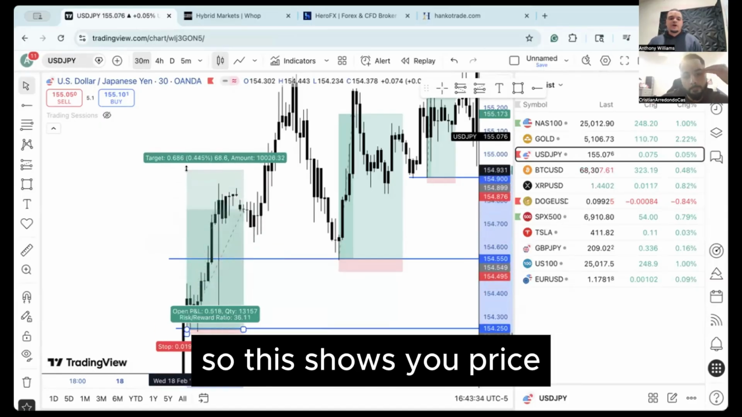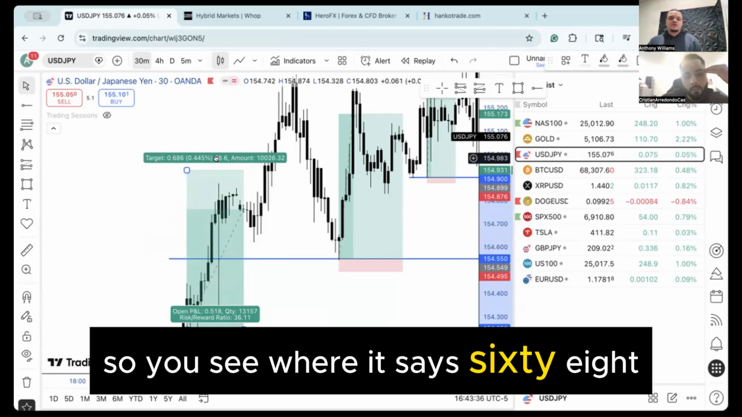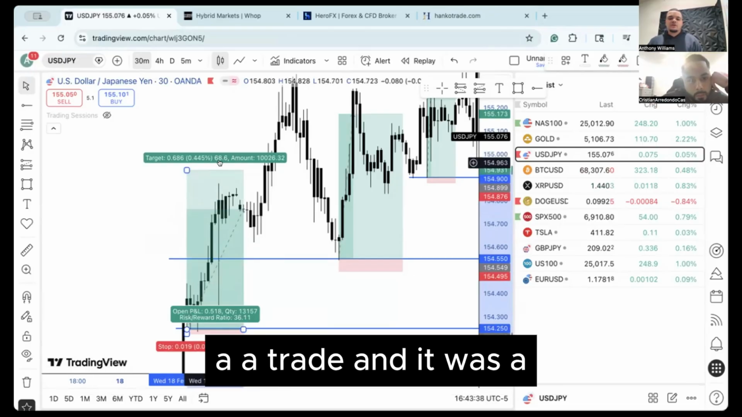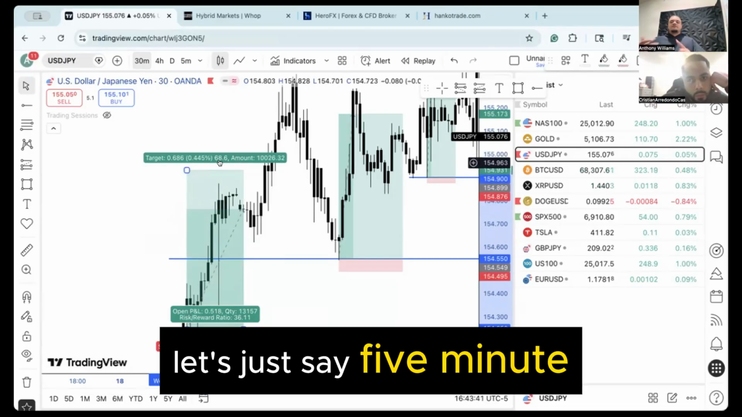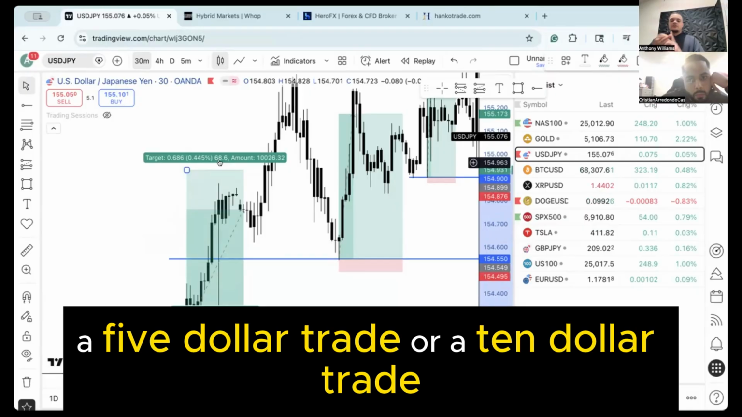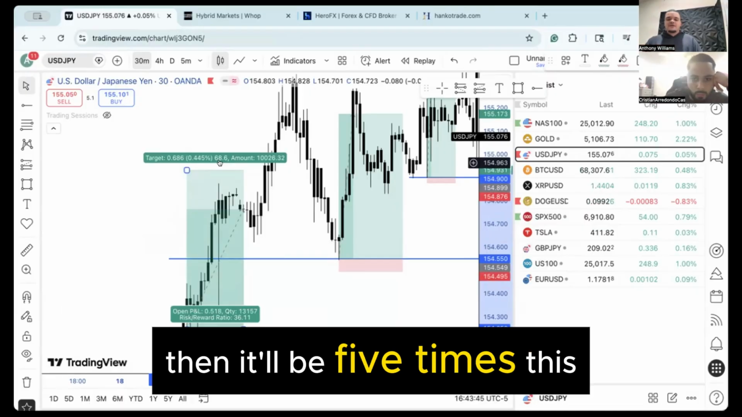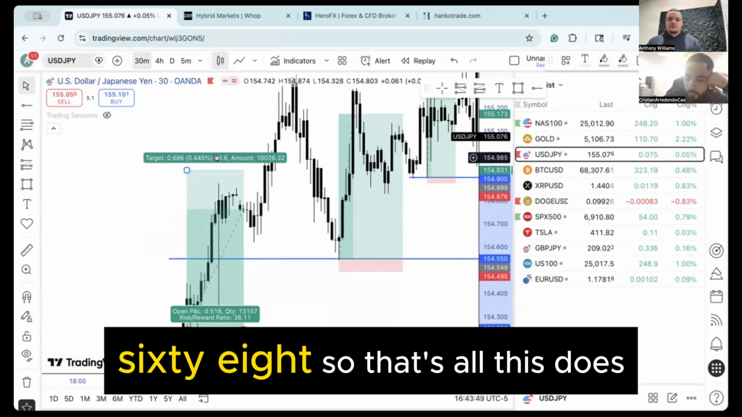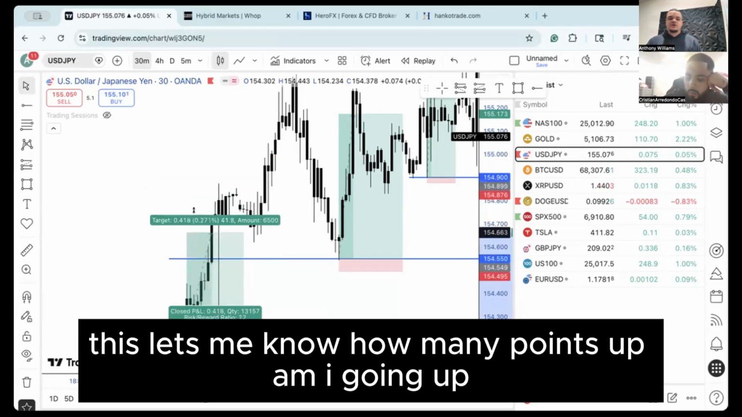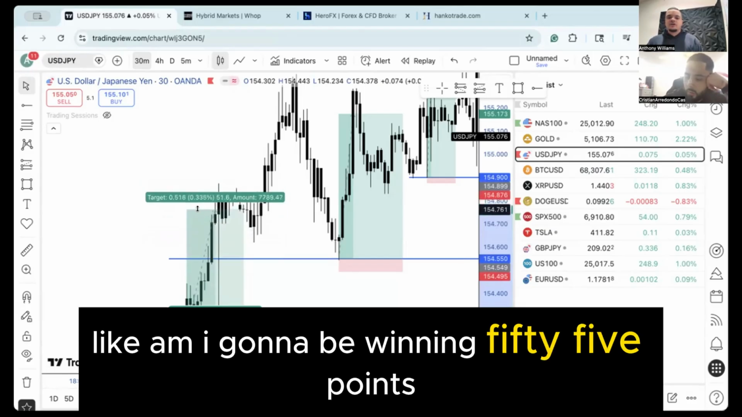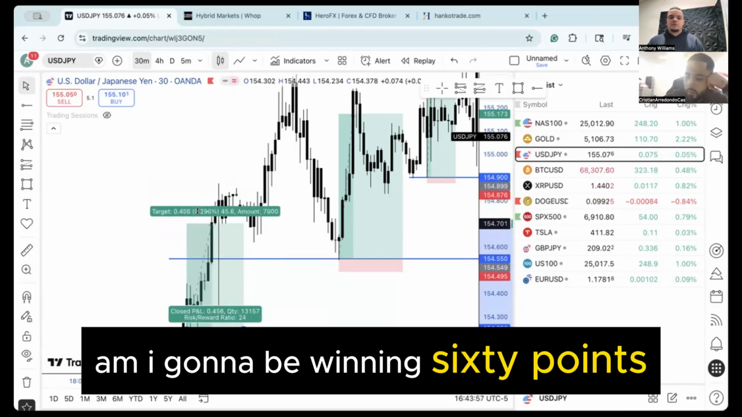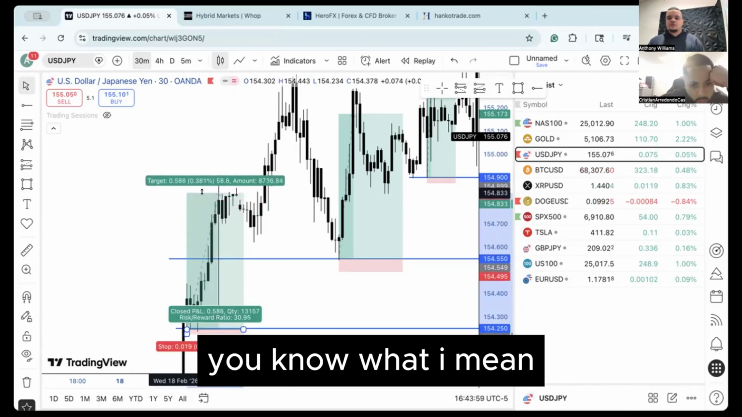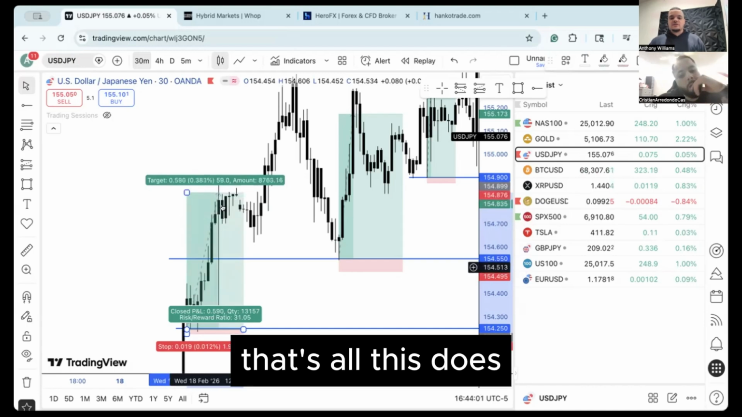So this shows you price. You see where it says 68. So if I took a trade and it was, let's just say, a $5 trade or a $10 trade, then it'll be five times this 68 or 10 times this 68. All this does is let me know how many points up I am going. Am I going to be winning 55 points? Am I going to be winning 60 points? You know what I mean? That's all this does.